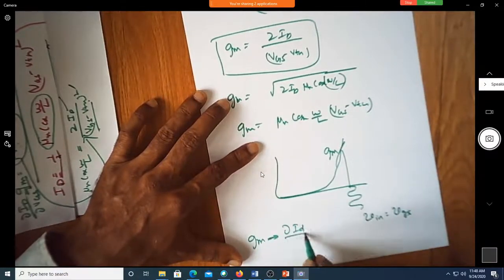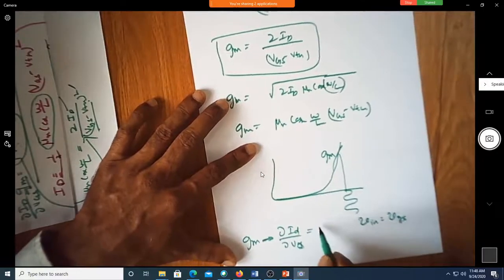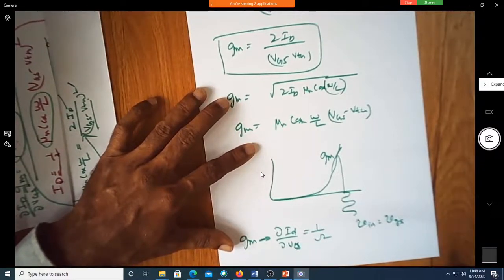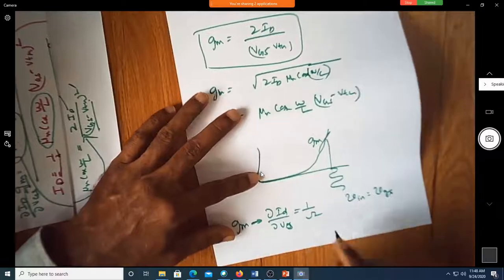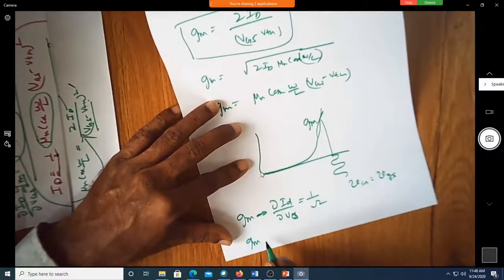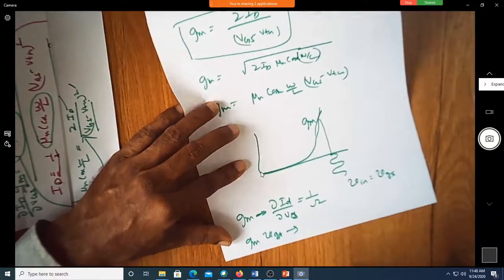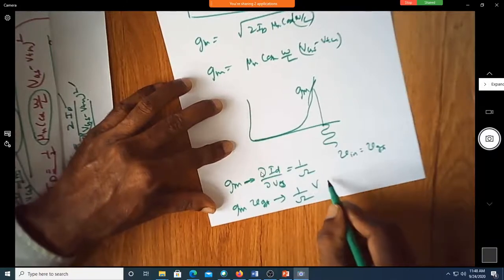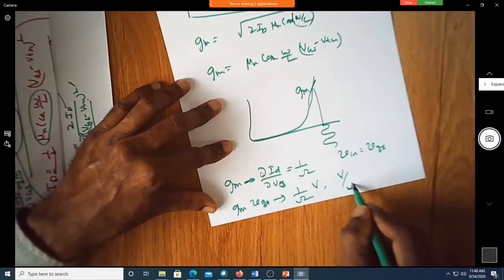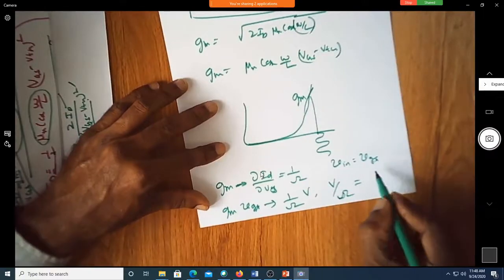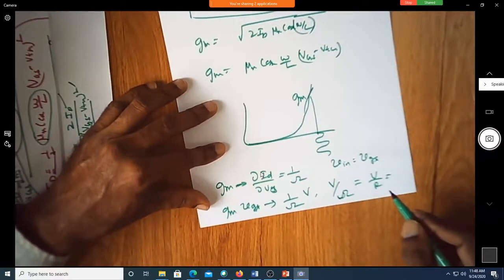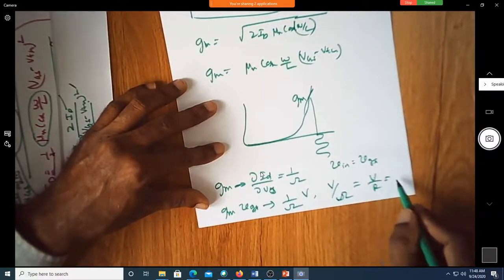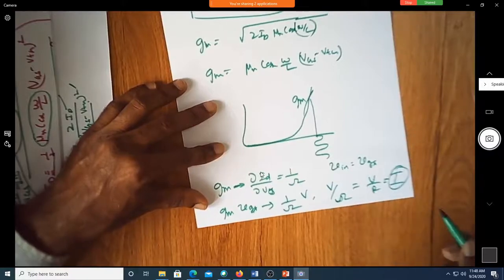Del ID by del VGS. So it is like 1 over ohm? This is conductance, no? Yes, sir. So now if gm is multiplied by vgs, what will you get? This is 1 over ohm, this is volt. What is volt per ohm, or V by R? What is V by R? Current. Sir, current. It is current.